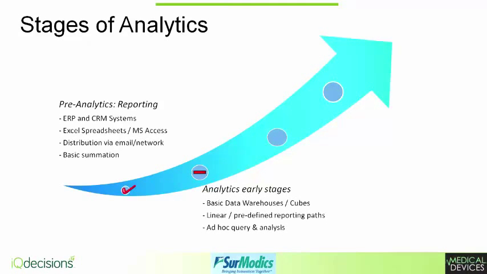Then you get into the early stages of analytics, where it's data warehousing, cubes, linear predefined reporting paths. And I'm going to talk about that in a second so you can understand a little bit more of how analytics had to work and the world that Ken described as well. That's why there were multiple versions of the truth and multiple versions of data. Then the next stage, today's analytics.